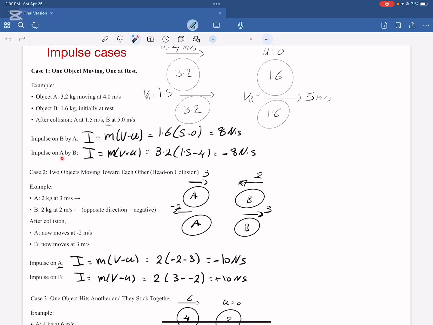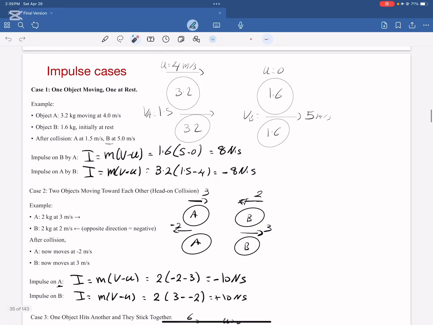Now the impulse on A by B. So we're calculating the impulse for A. So the mass of A, which is 3.5, initially it was moving with 4, and the final was 1.5. This gives you at the end -8, which makes sense because the impulse on B was coming from this direction, and the impulse on A was coming from this direction. So this one is negative, this one is positive. Usually the impulse is equal and opposite in direction, like we're talking about Newton's third law.